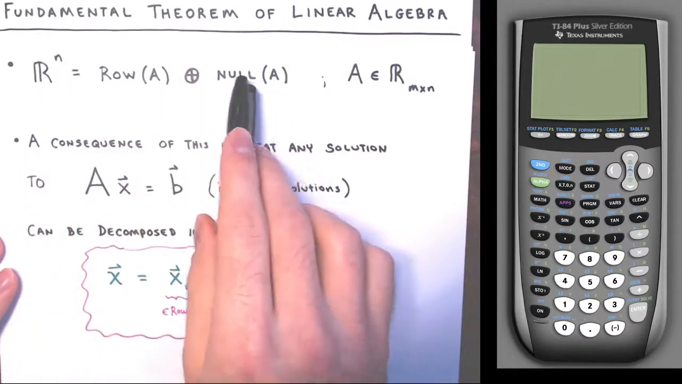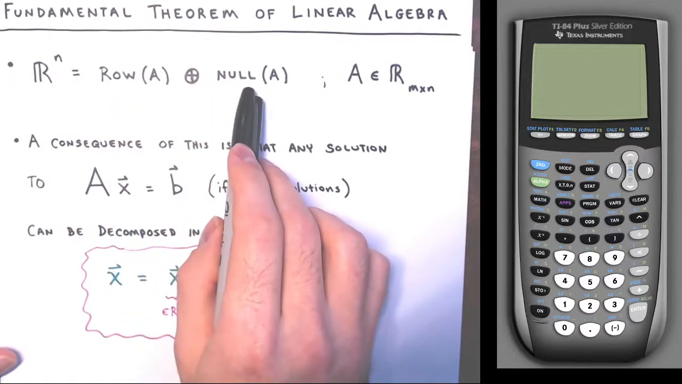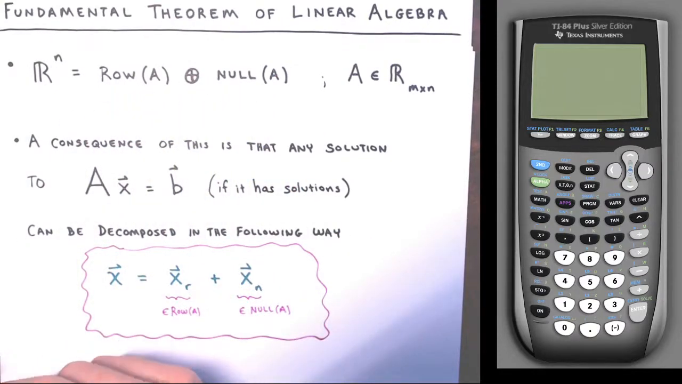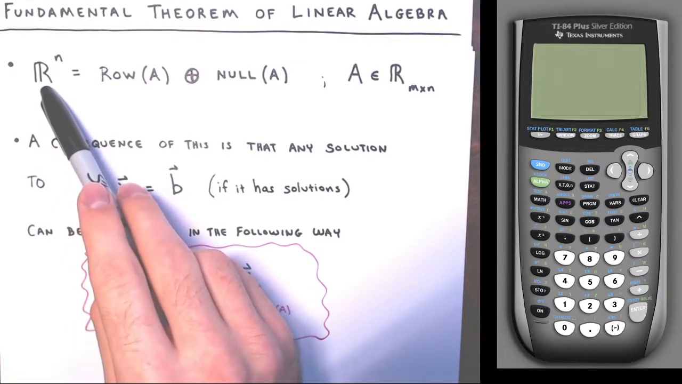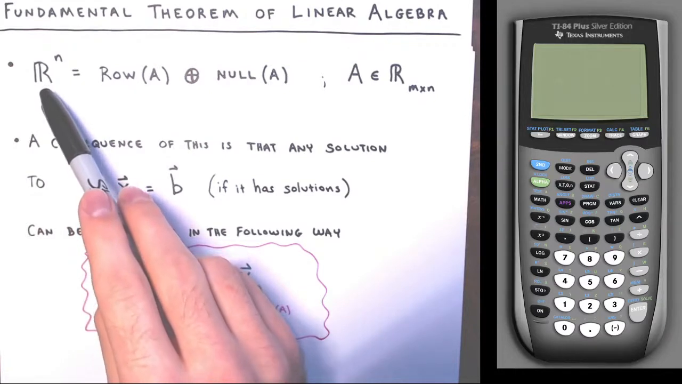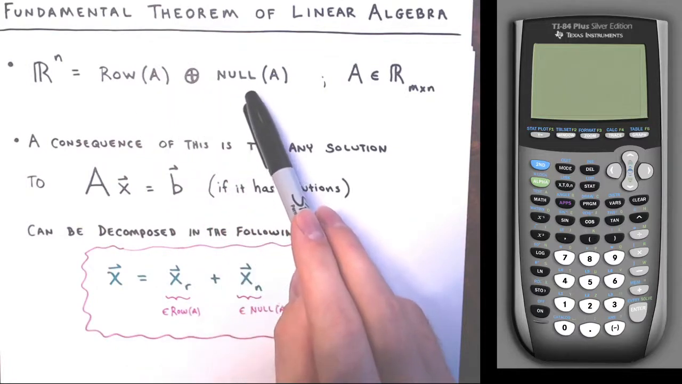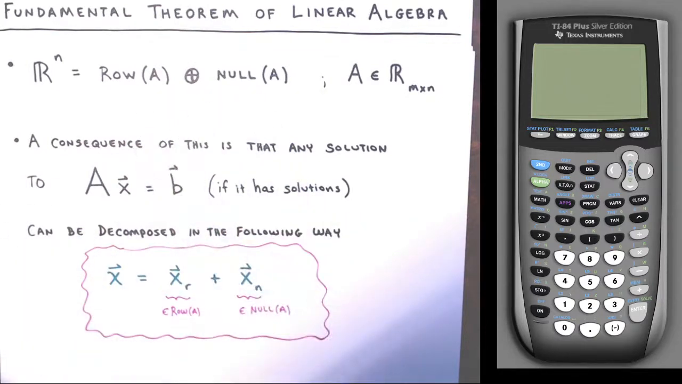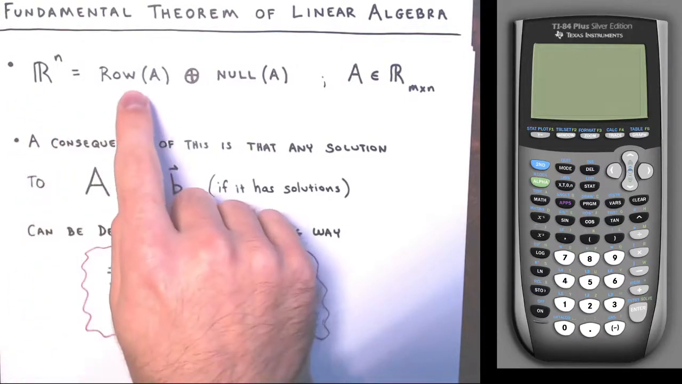So remember what this means when I say that R^n is a direct sum of the row space and null space of some m by n matrix. This means I can take any vector from R^n and express it as a sum of a vector from the row space of A plus a vector from the null space of A. And I should be able to do that in a unique way as well. Right? That happened with direct sums.